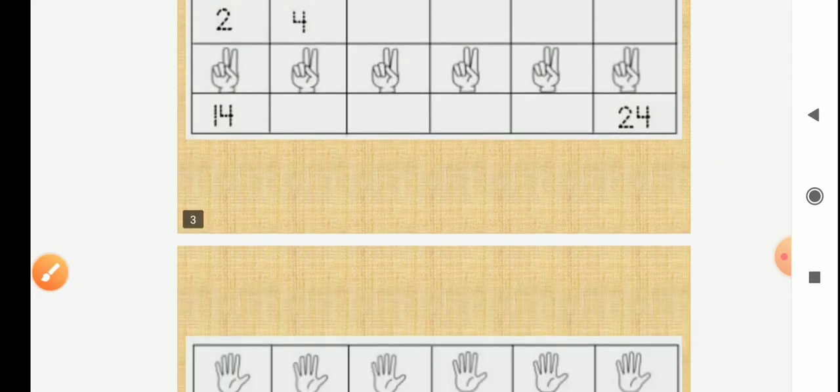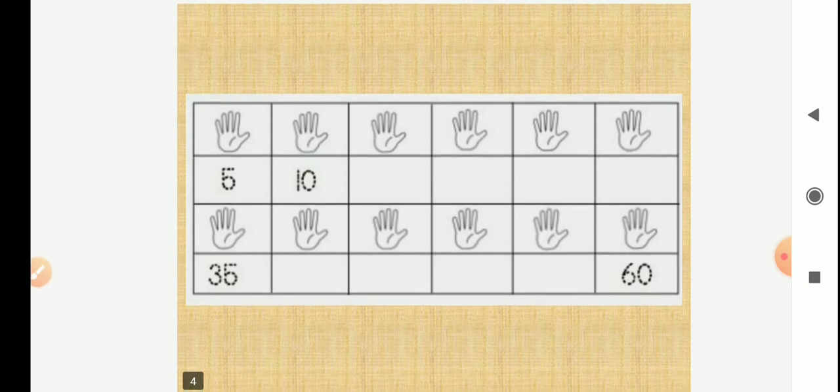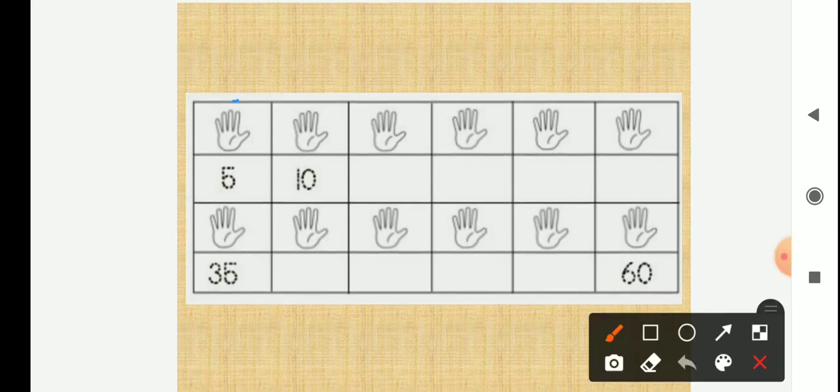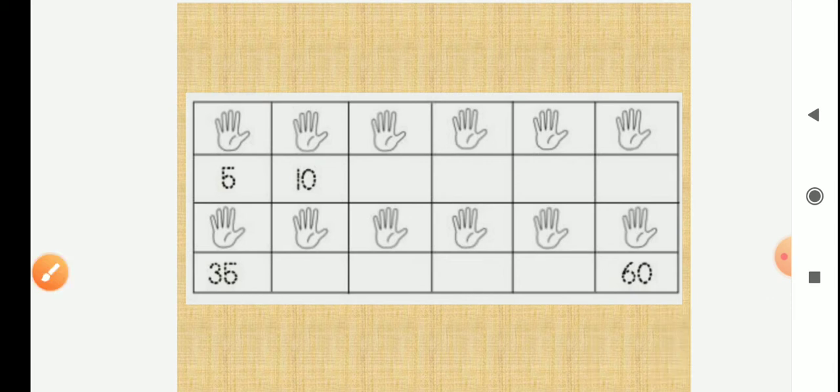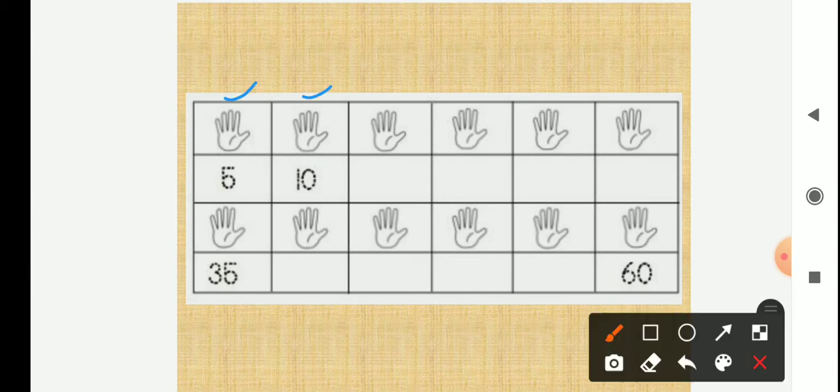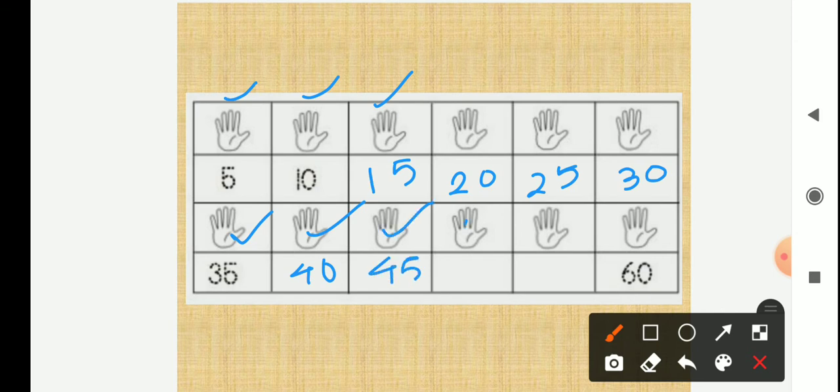Okay. Now, next we will see the multiplication table of 5 by skip counting. Here see 5. 5 plus 5, 10. 10 plus 5, 15. 15 plus 5, 20. 20 plus 5, 25. 25 plus 5, 30. 30 plus 5, 35. 35 plus 5, 40. 40 plus 5, 45. 45 plus 5, 50. 50 plus 5, 55. And 55 plus 5, 60.